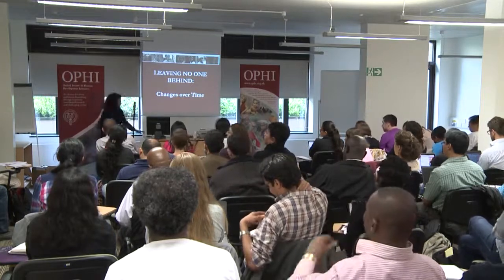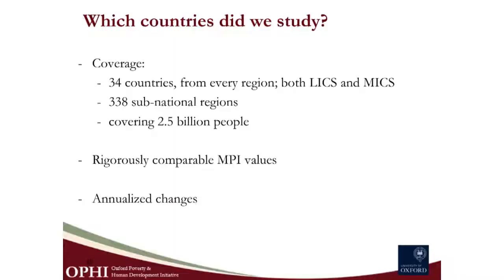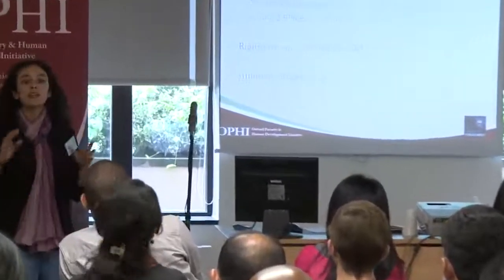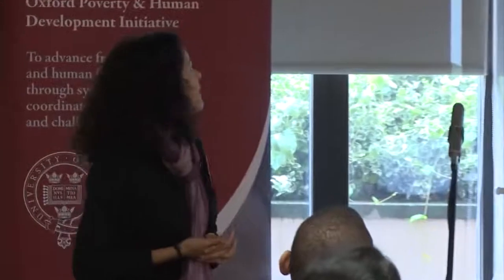And so me and Sabina and Jose Manuel, we work first on the changes over time. So let's see how the MPI is changing. Are we reducing poverty or not? We studied 34 countries from every region, both low-income countries and middle-income countries. These countries represented 2.5 billion people, and we also covered 338 subnational regions.